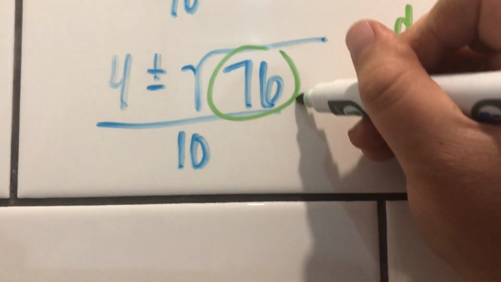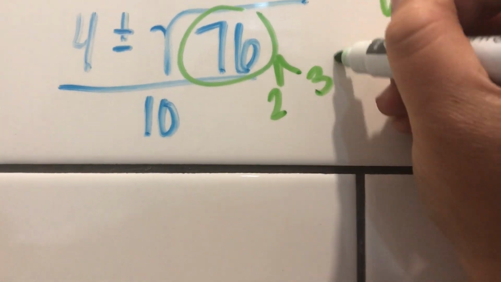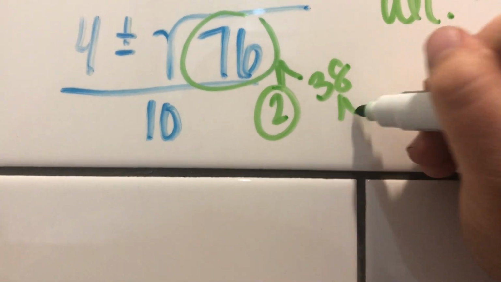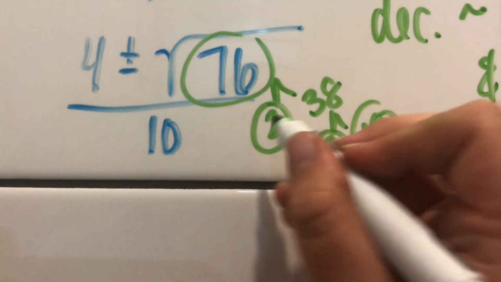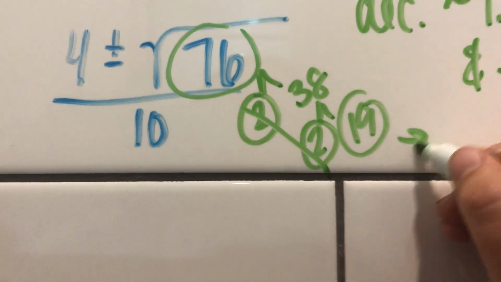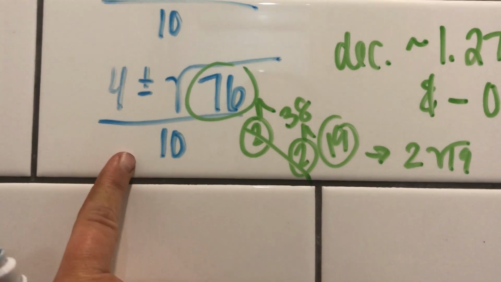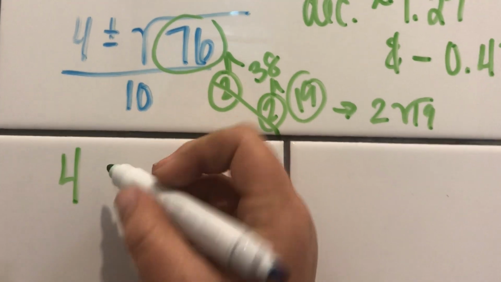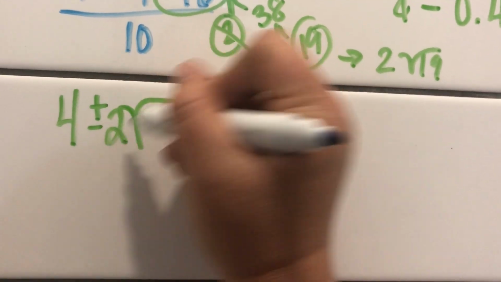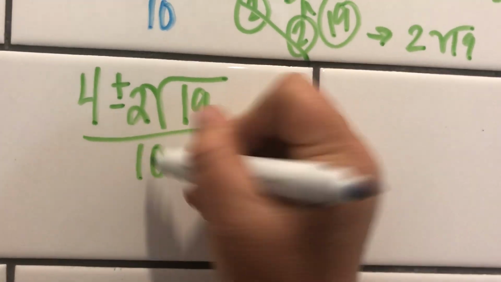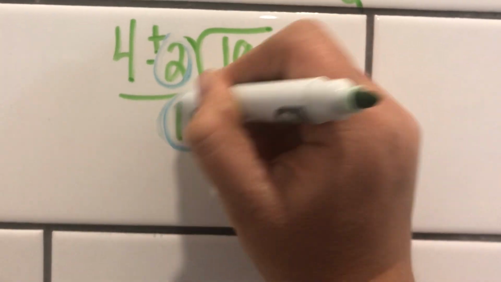So I would break that down with a factor tree. I know 76 breaks into 2 and 38. 2 is prime. 38 breaks into 2 and 19, also both prime. My 2's can partner up, so I'm left with 2 root 19. So I'm going to rewrite this radical expression using 2 root 19 instead of square root of 76, all over 10. And this is where I need to simplify what's not under the radical.